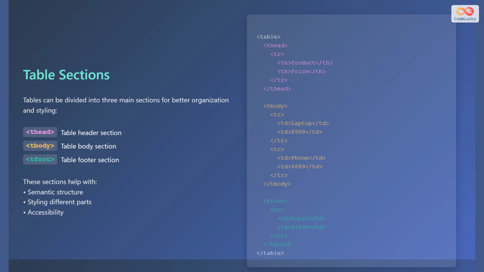Here's the code snippet for it. You can see the table head tag containing the header row, the table body tag containing the main data, and the table foot tag, which can contain totals or summaries.